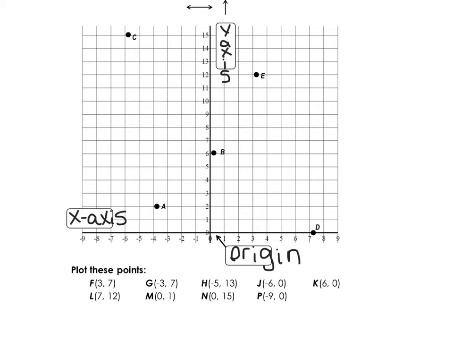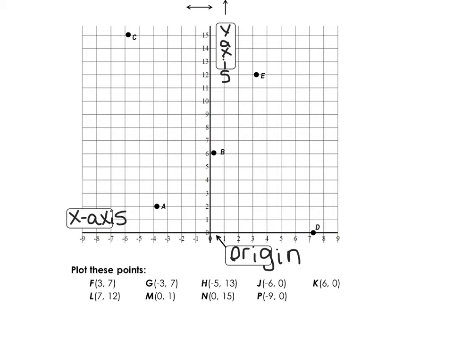All right, in this video, we're going to be plotting points. In the last video, we were given a point and we had to give the ordered pair. This one, we're going to be actually plotting the point. They're going to give us the ordered pair, and we are going to plot the point and label it. So we're going to plot these points.